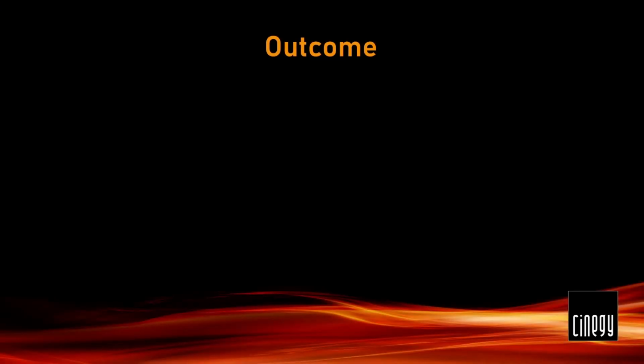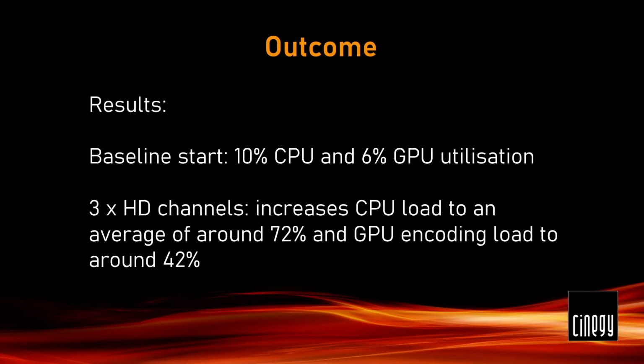There we go. Here are the results. We started with around a 10% CPU, 6% GPU utilization, and as we moved up, adding more channels, it was the CPU that was topping out at an average of 72%. The GPU was only 42%. And this goes to show that we can deliver three simple HD channels from the smallest of the older G3 AWS instances, the G3S.